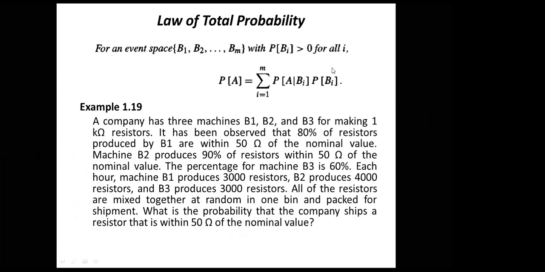Okay, look at one thing. Law of total probability. How this law works: for an event space B1, B2, B3, up to Bm, as they are called an event space, there is no overlapping. With probability of Bi more than 0 for all i, we can say that probability of A will be equal to the summation of probability of A condition Bi times probability of Bi. What is that? Look at this one.